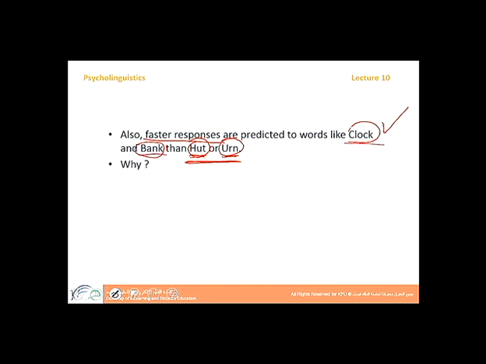Why? Because frequency plays a role in lexical access. So if it's a frequent word, a word that you hear a lot, you will retrieve it faster than words that you don't use much. Now, probably we know that, but this is the evidence. We have scientific evidence in milliseconds. Remember that in this task, we have a computer measuring how long it took us to say, yes, this is a word or this is not a word.